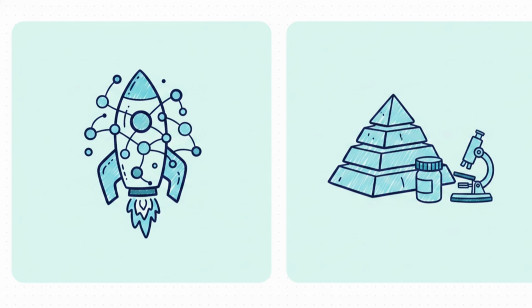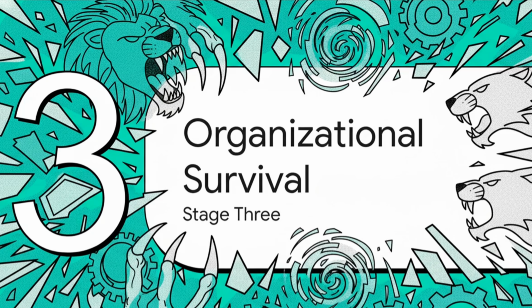There's no one best way anymore. They respond completely differently because their unique circumstances demand it. As we roll into the 1970s, the environment gets a whole lot more aggressive. Welcome to Stage 3, organizational survival, covering 1970 to 2000.